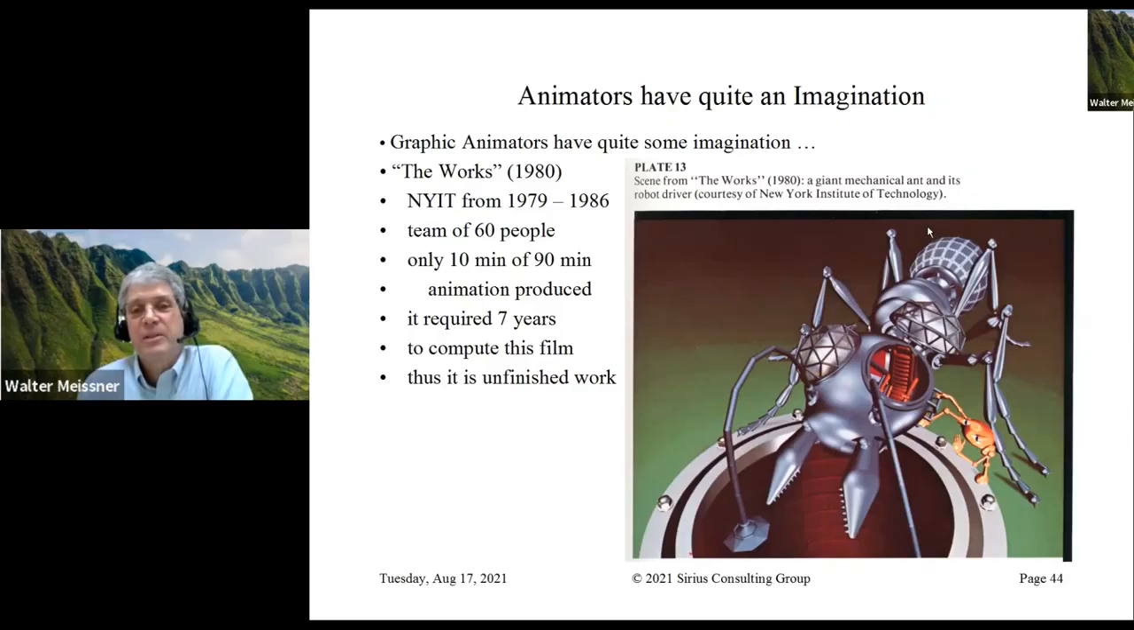But this is a giant ant that's being used as a sort of construction vehicle. The dome lids pop out, and a little robot can sit in the seat and control it like it was a construction vehicle.